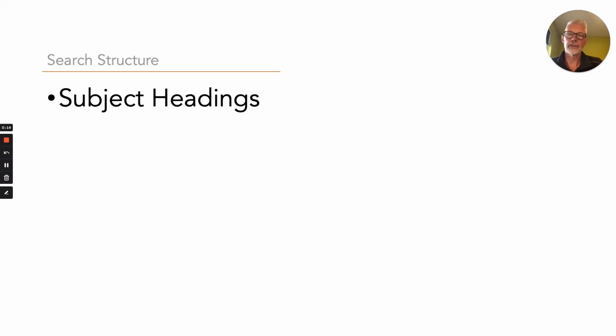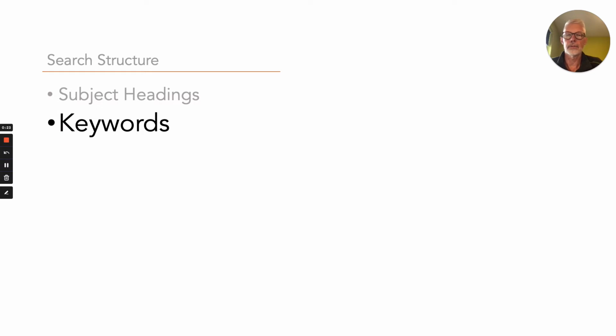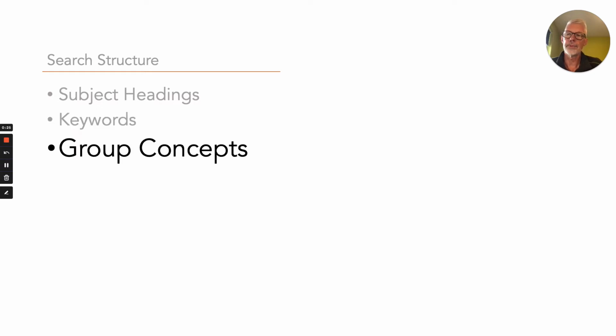The things that are important to constructing an advanced search is to start with your subject heading searches, and then follow that with your keyword searches, and then grouping those concepts together. So completing a search on a concept completely, including both the subject headings and keywords.